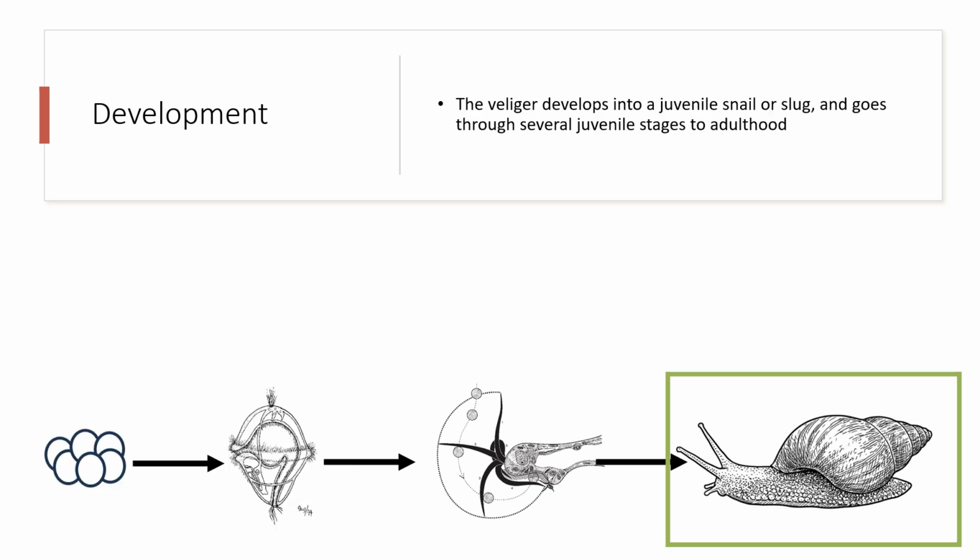Then the veliger develops into a juvenile snail, and it'll have to go through several juvenile stages of growth before becoming an adult that can reproduce.